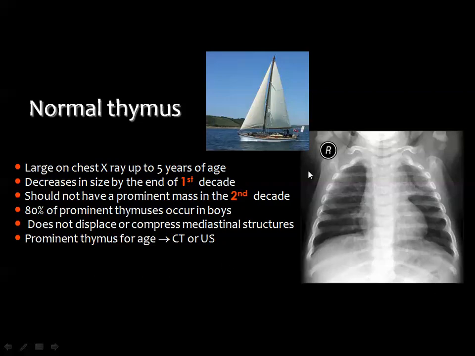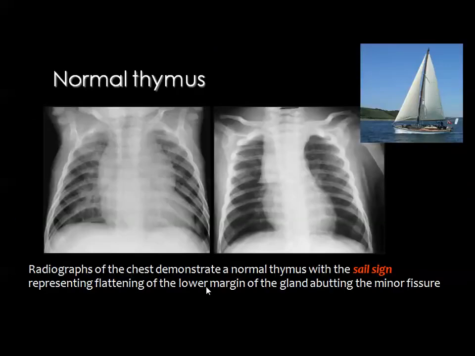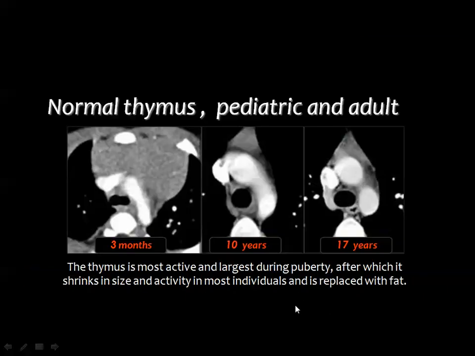One of the common appearances is the sail sign, as you can see here. Then this is a frequent finding in the pediatric age. Whenever the patient is below the age of 1 year, you can see the thymus as prominent like this one, and after this age, you see the classic appearance of the sail sign. Then this is the regressive appearance of the thymus in relation to age. This is at the age of 3 months.